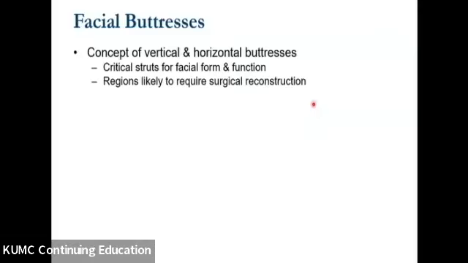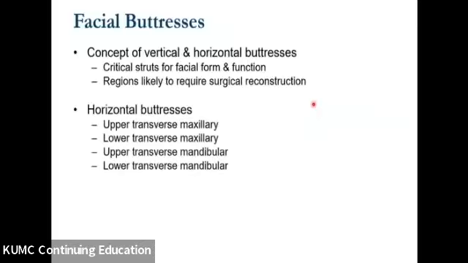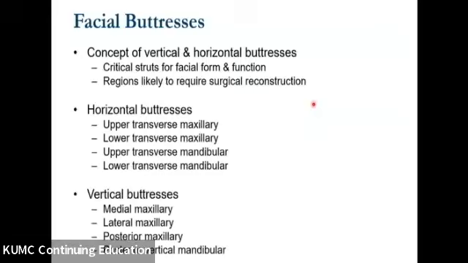We're not going to have a lot of time to talk about it in detail, but it's this concept of facial buttresses and vertical and horizontal buttresses. These are really the critical struts for facial form and function. And if any of these things are injured, they're likely to require surgical reconstruction. So you have 4 horizontal buttresses: your upper transverse maxillary, lower transverse maxillary, upper transverse mandibular, and lower transverse mandibular. And then you also have 4 vertical buttresses, which you can see listed here.